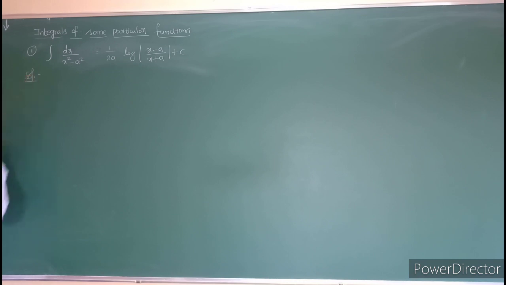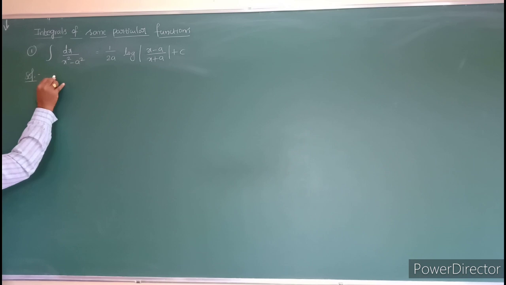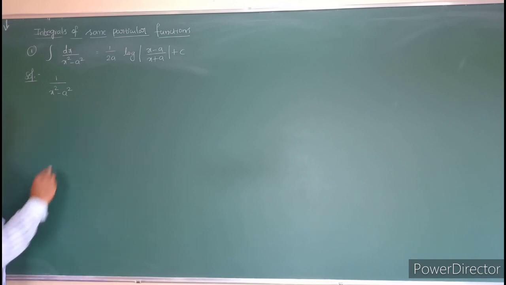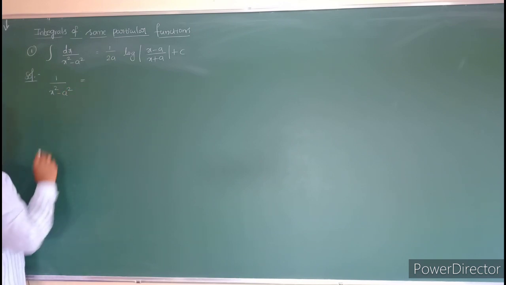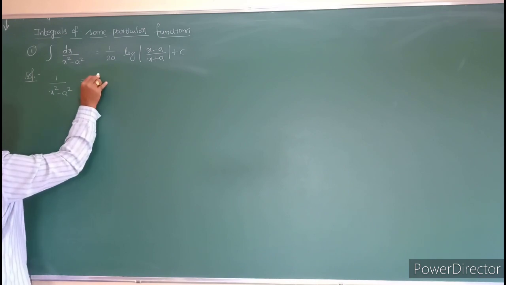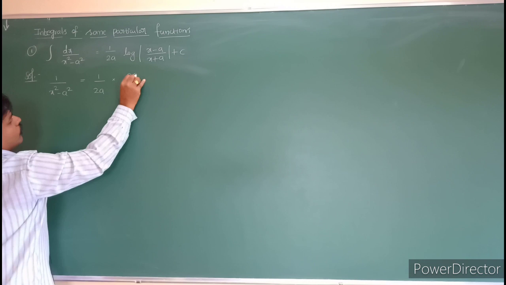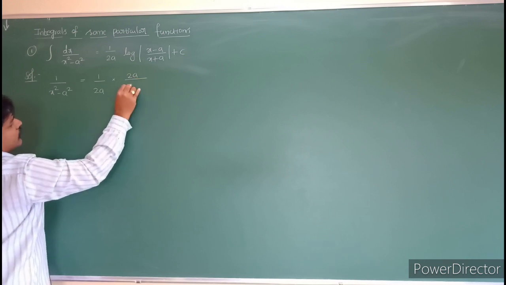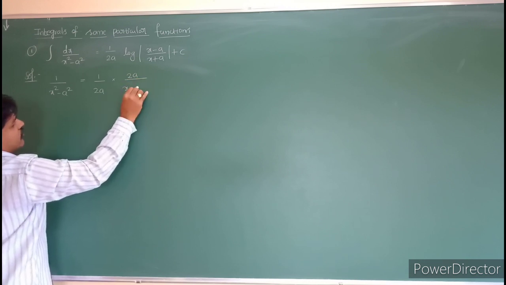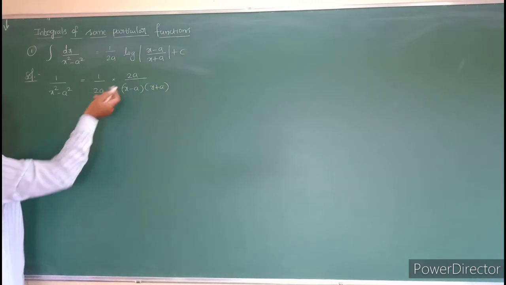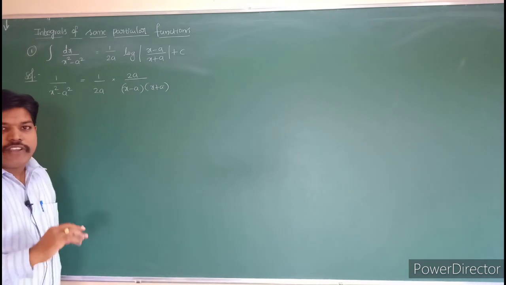See the solution or a proof. So first what I will take that? First take that 1 by x square minus a square. So 1 by x square minus a square you can write as 1 by 2a into 2a by x minus a into x plus a. So what I did, just multiply and divide with 2a.